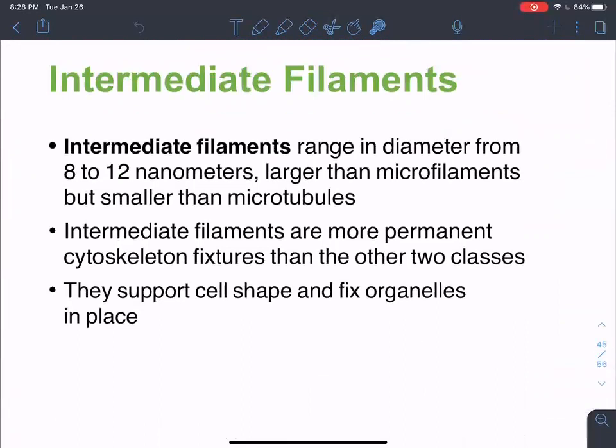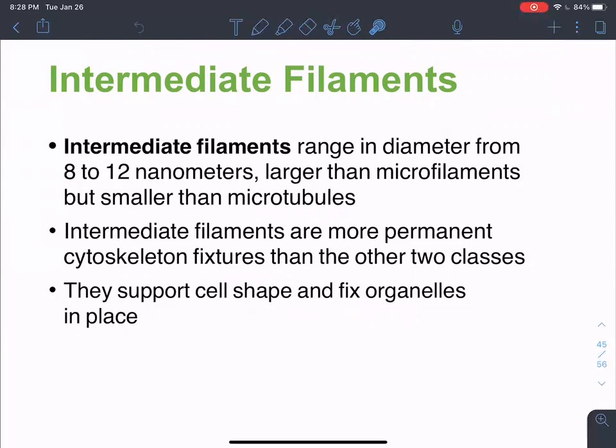Okay, so then there are those intermediate filaments, the middle size that we talked about now. They're going to range in diameter from 8 to 12 nanometers. They're larger than the microfilaments, but smaller than the microtubules. And they're going to be important for cytoskeleton fixtures; they're a more permanent fixture, in other words. So they support the cell's shape and they fix organelles in place.